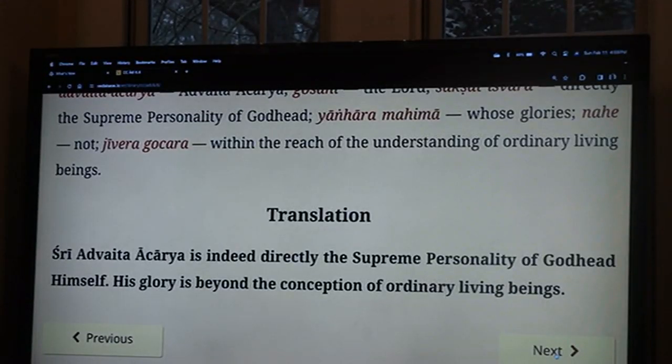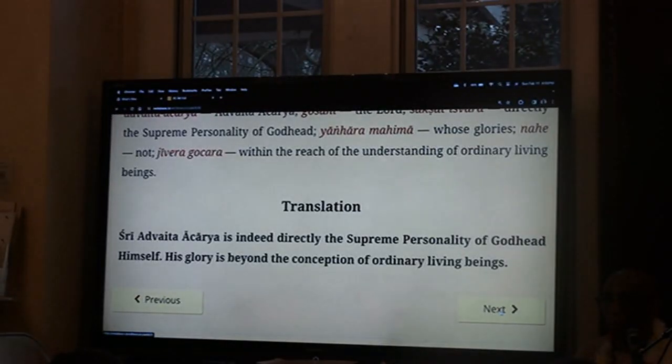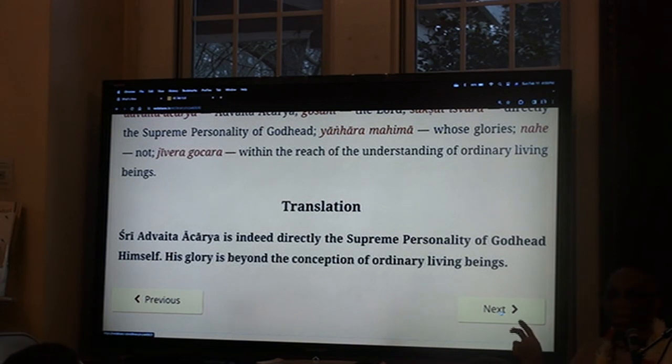Sri Advaita Acharya is indeed directly the Supreme Personality Godhead Himself. His glory is beyond the conception of ordinary living beings. Hint: we are ordinary living beings. So to think that we can master or actually understand who Advaita Acharya is, we can't fathom. We have some idea because we're in the Vaishnava society. We have a better idea than most, but it's beyond conception. Not my words, but Krishnadas Kaviraj's. So we can't praise Advaita too much.